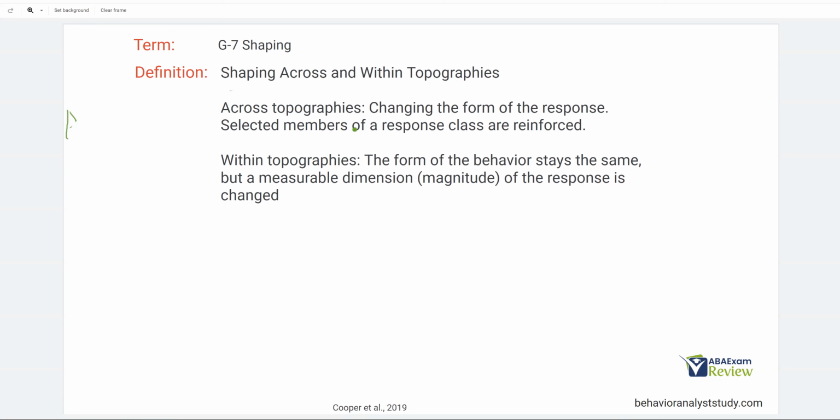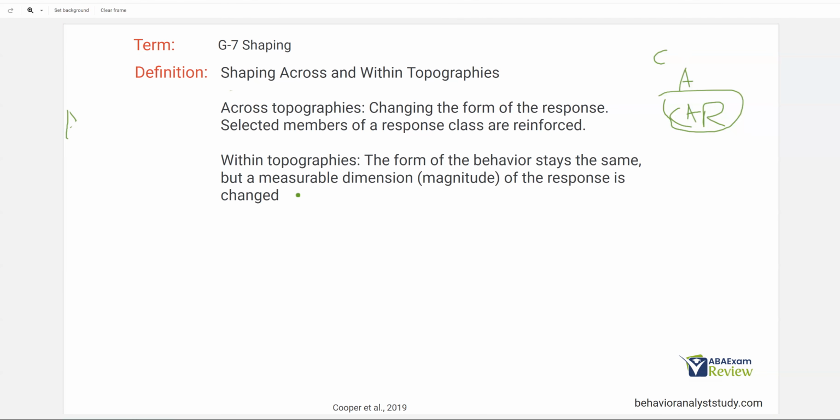When we think about shaping across topographies, this is what we typically think of in shaping. For example, if our terminal behavior is the word car, right? Well, as we get closer, C and A, these are all different forms until we reach our terminal behavior of car. So we're going to shape across these topographies of this word car until we actually get to car.